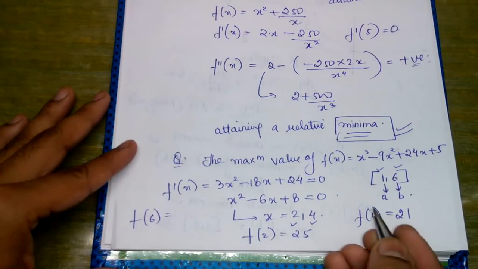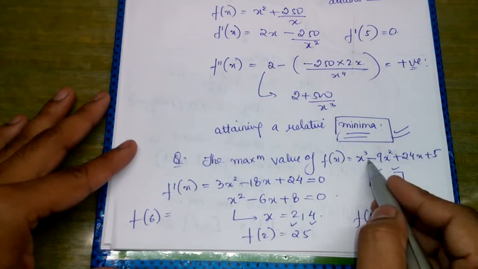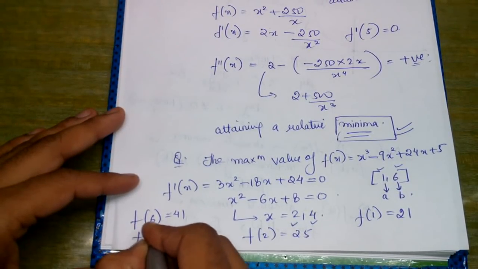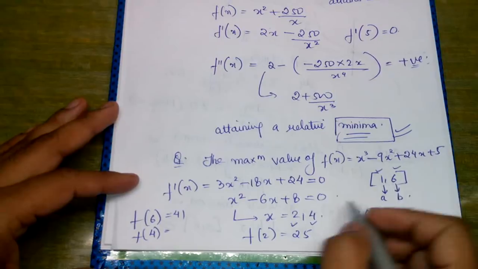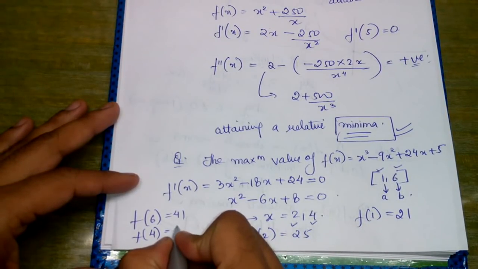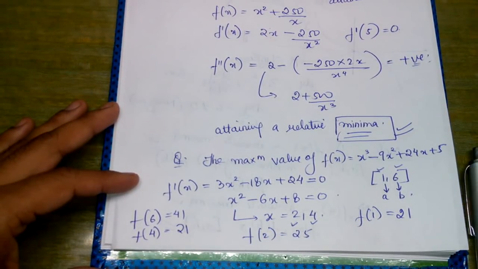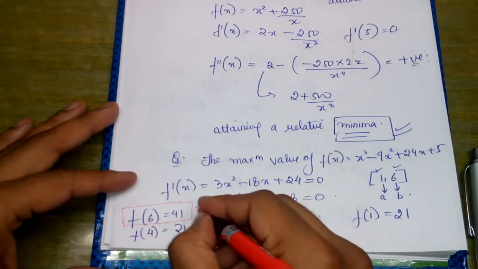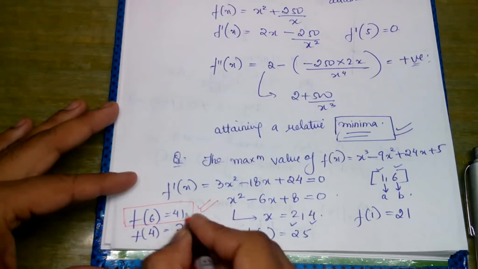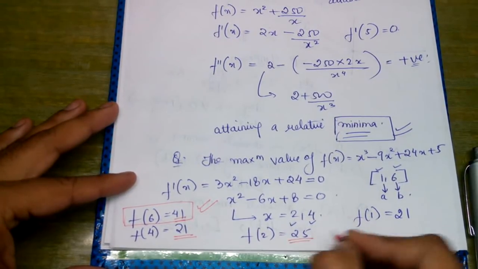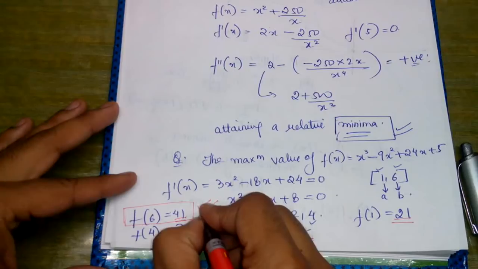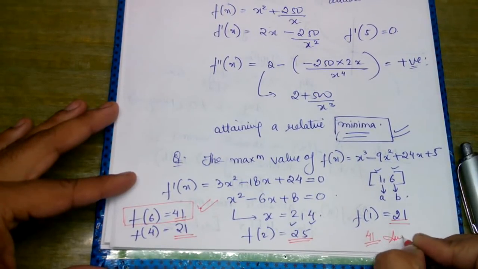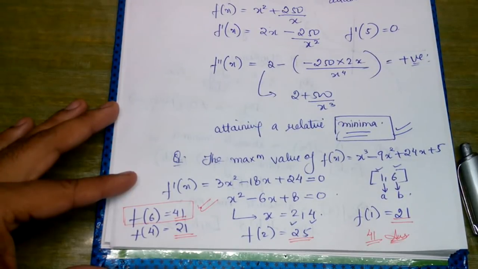f(6), if you find out, is equal to 41. And f(4) comes out to be 21. Now corresponding to 6, we are getting the highest value. This is 21, 41, 25 and 21. So this is the highest value. So the maximum value is 41 and hence this is the answer.